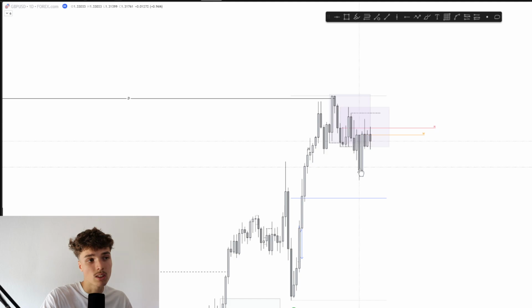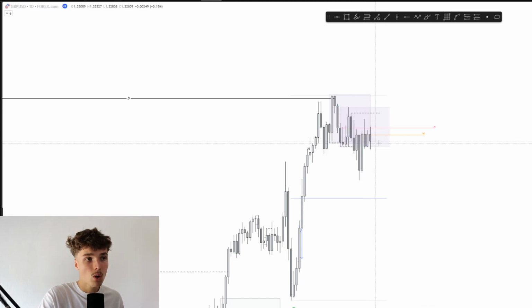In this fractal break to the downside, this became our new fractal low, and this became our fractal high. So meaning that this was the last break. So these are low and these are high, and in between we didn't have another break.